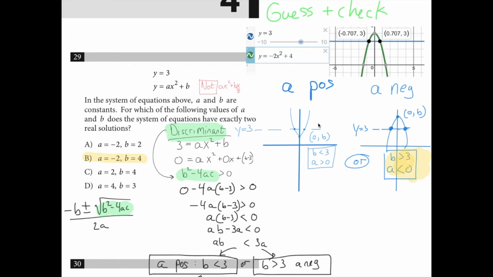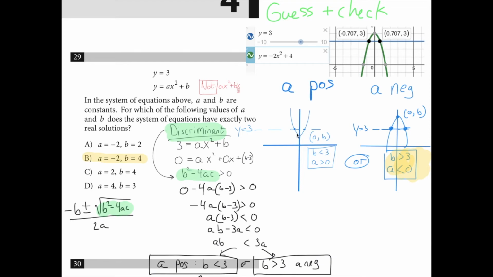If you wanted a different way to do it, a more graphical approach, you can say that a and b are only going to control how high, like b controls how high up the vertex is, and a controls how steep it is, or if it opens upwards or downwards. If you assume a to be positive, just like we said here, then it's going to go upward like this. And if a is positive, then you need b to be less than 3 in order for it to intersect here.